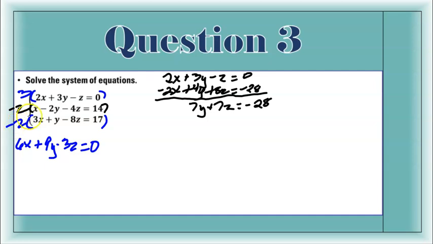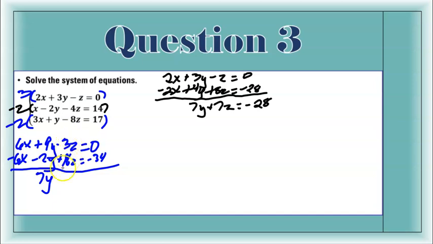Negative 2 times 3x is negative 6x. Negative 2 times y is negative 2y. And negative 2 times negative 8z is a positive 16z. And that's going to equal negative 2 times 17 is a negative 34. And when I combine like terms, the x's eliminate. I have 9y minus 2y is 7y.